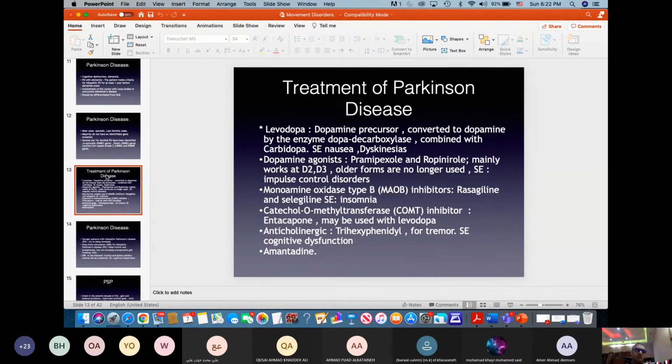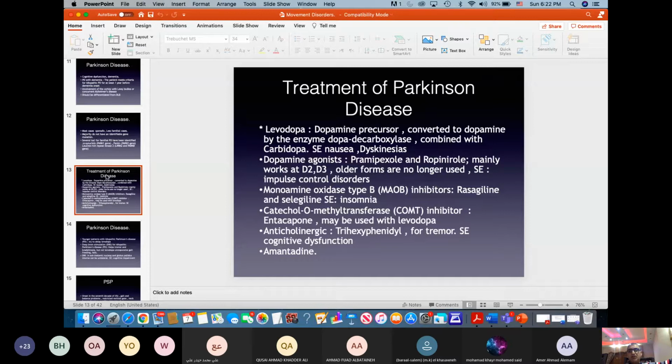Treatment. How we treat Parkinson's disease. I'm not going to spend much time, just to give you an idea. So what's missing is dopamine. So if you give dopamine, it will be metabolized in the peripheral circulation and cause a lot of side effects.